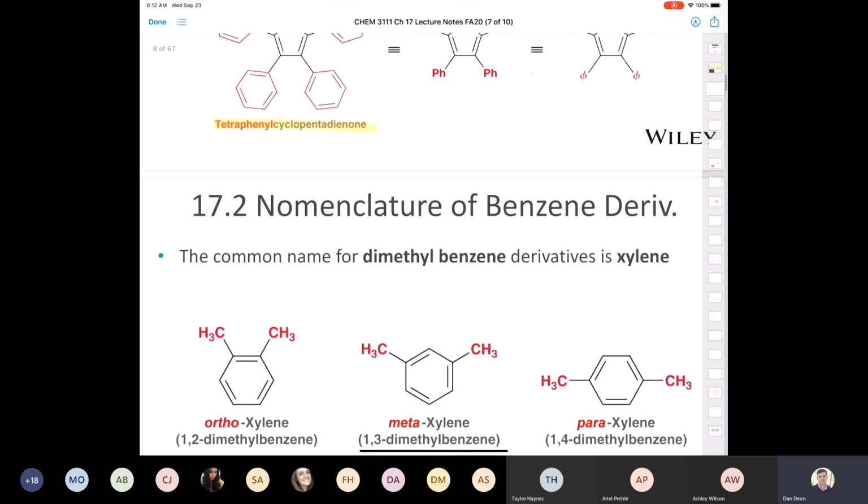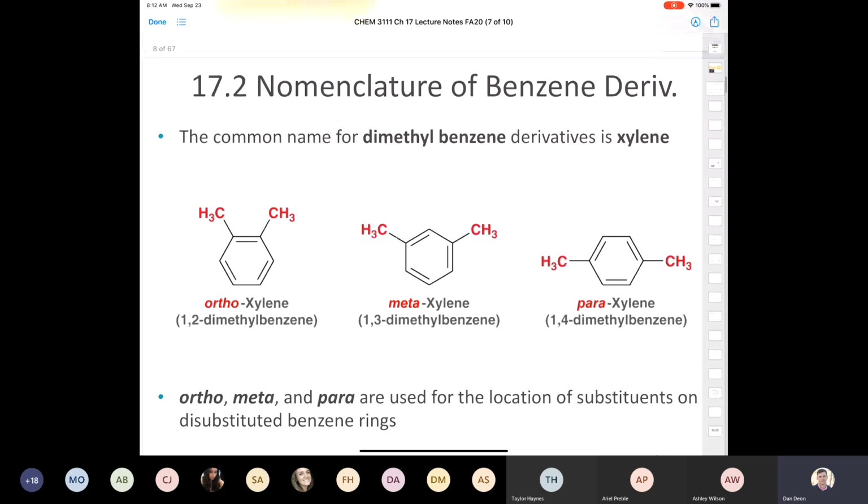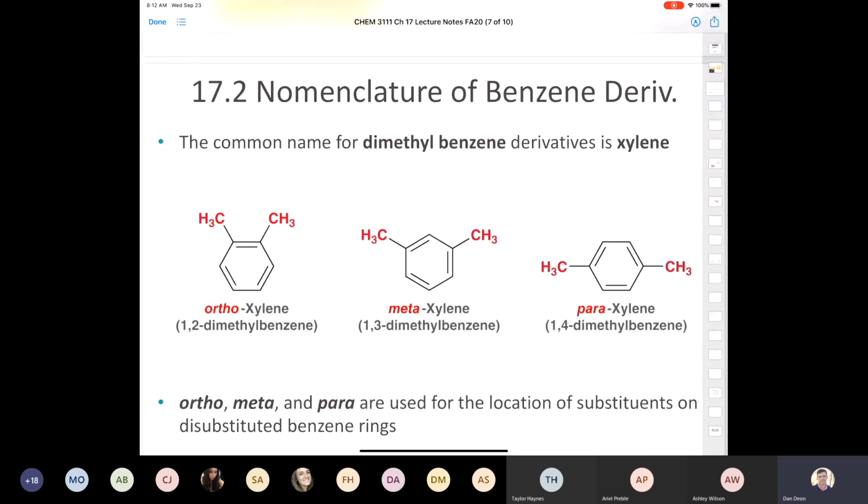It's only natural. Okay, let's talk about when we want to name dimethylbenzene derivatives. We call those xylenes. You have to know the structure of ortho, meta, and para-xylene that are shown here. That doesn't look very pretty, does it? Anyhow, you have to know the structures of these molecules.